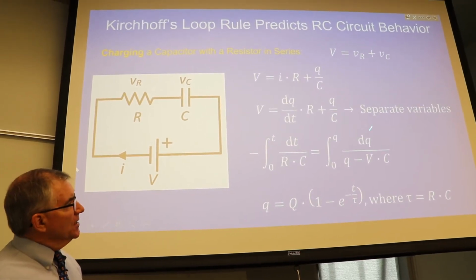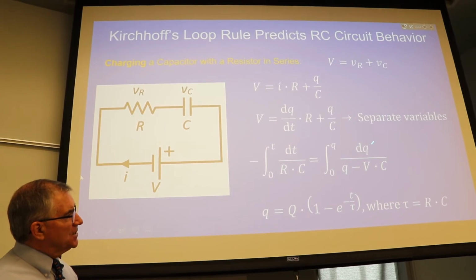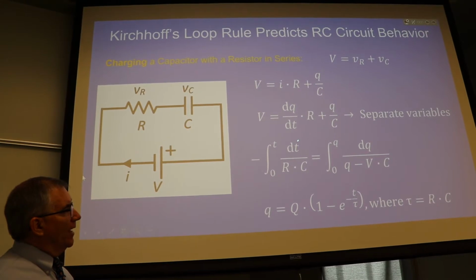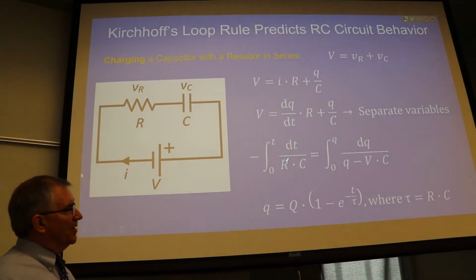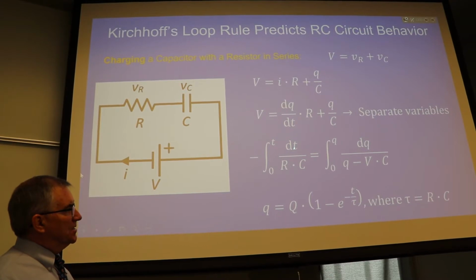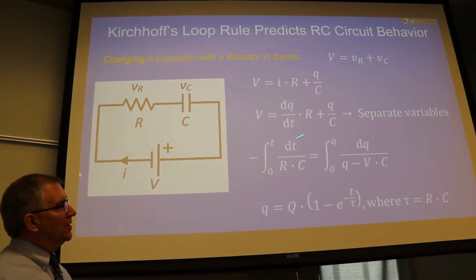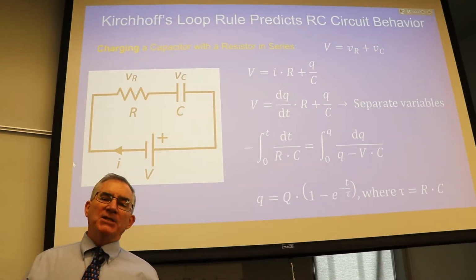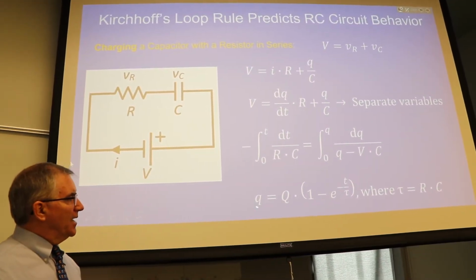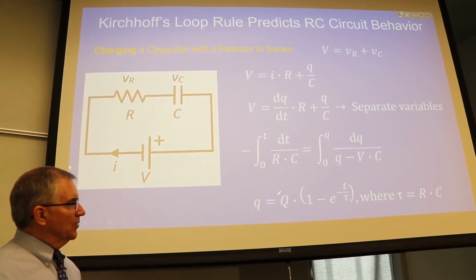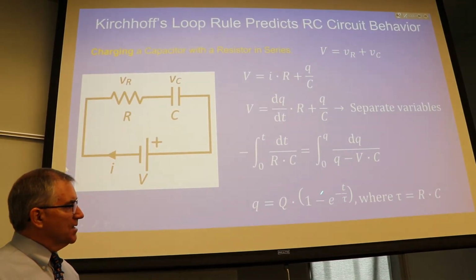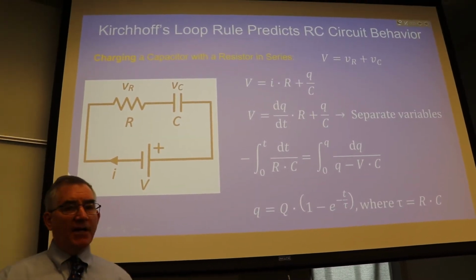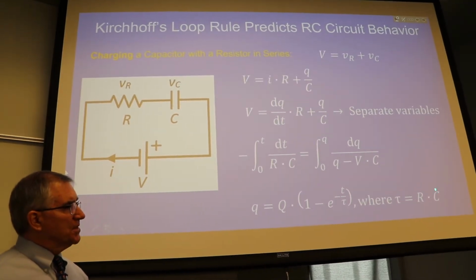All right, so anyway, you can see this is a log right here. It's not a nice clean log, but when you integrate that thing, you get a log. And on the left side over here, this is very simple. These are constants right here, so you just get t. And then once you get the log, then you can do the inverse log to both sides and turn it into an exponential equation. So the charge on the capacitor at any time t is equal to the total charge times 1 minus e to the minus t over tau, and this symbol right here, tau, is called the time constant, and it's equal to R times C.